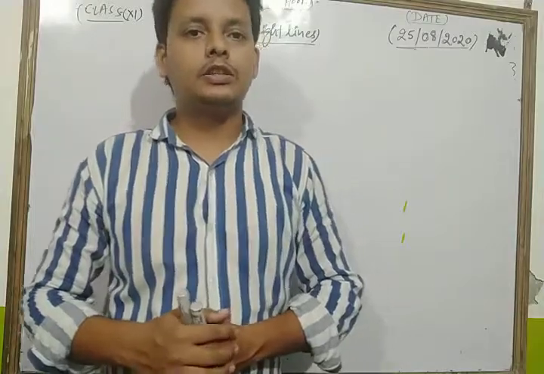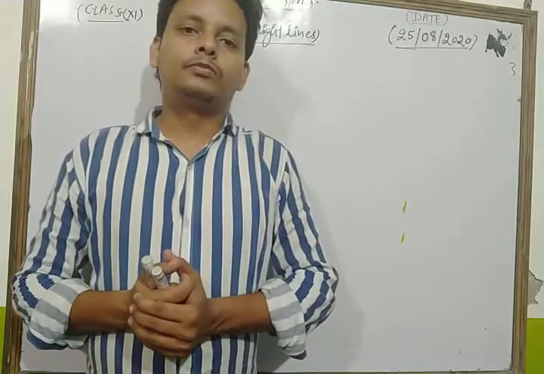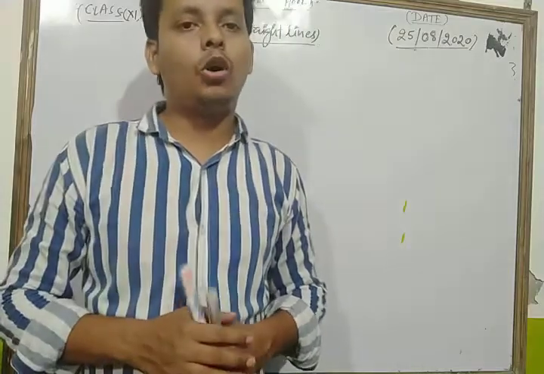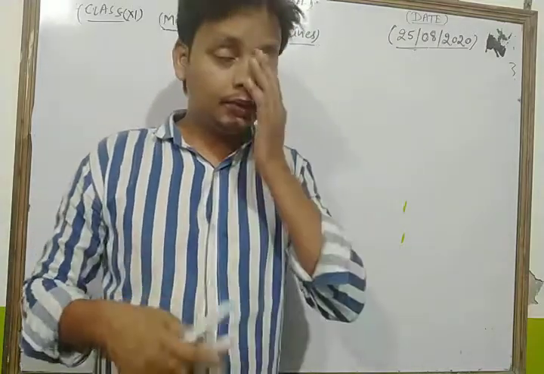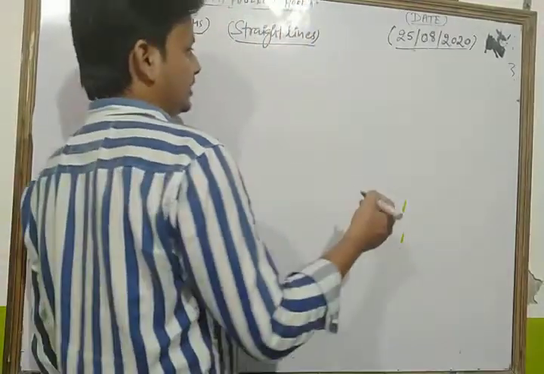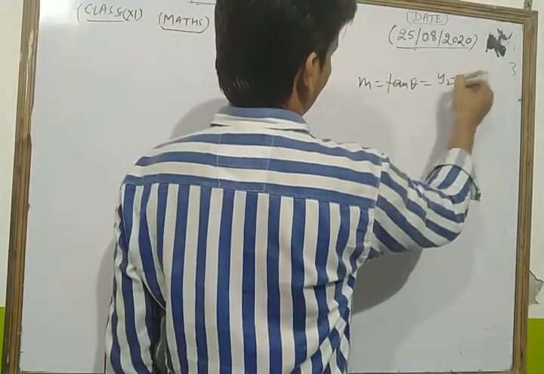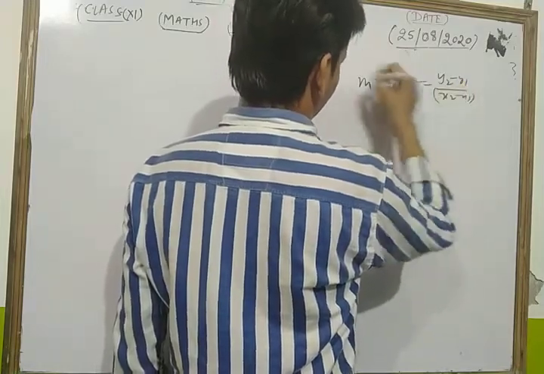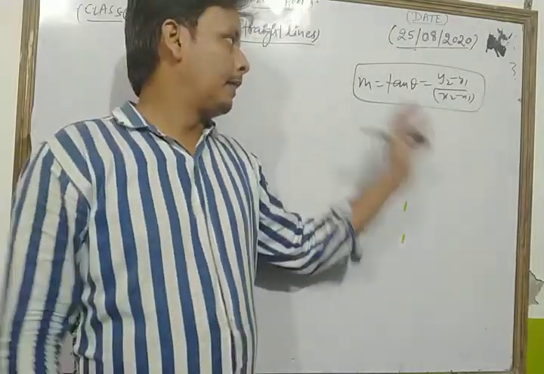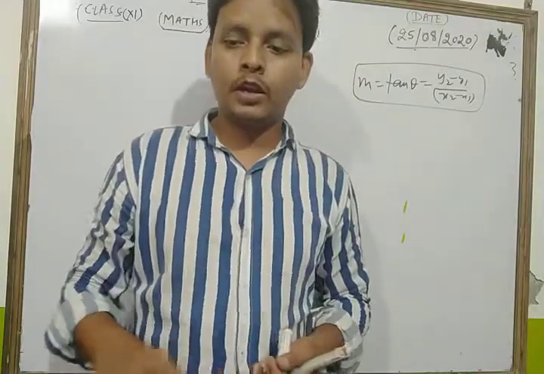Dear students, in the previous class we discussed the chapter straight line, and in that chapter we discussed the slope or gradient of lines, and we derived the formula for the slope of a given line. Yesterday I discussed the formula of the slope, m is equal to tan theta as well as y2 minus y1 upon x2 minus x1. We discussed both formulas for the slope of a given line and solved some questions based on them.